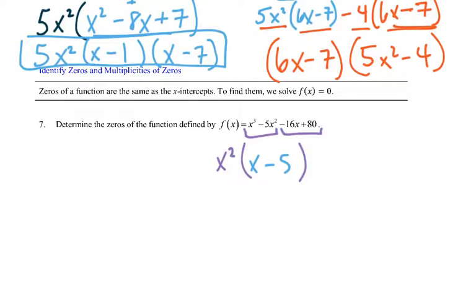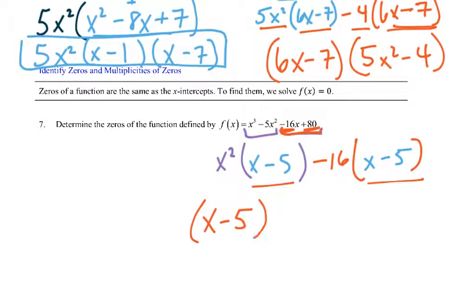On the second part, the negative 16x plus 80, I can factor out a negative 16, because negative 16 goes into negative 16 and negative 16 will go into positive 80. When I do that, I end up getting x minus 5 as my remaining factor. So, because of that, I now have an x minus 5 I can factor out, and I can multiply that times what remains here, x squared minus 16.